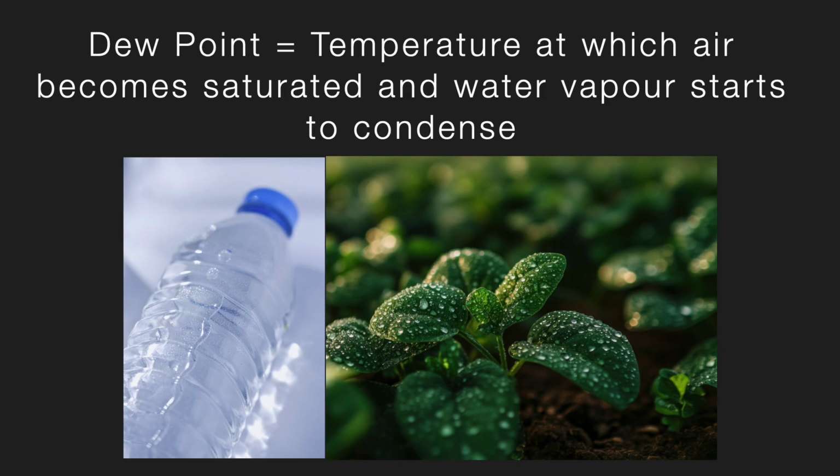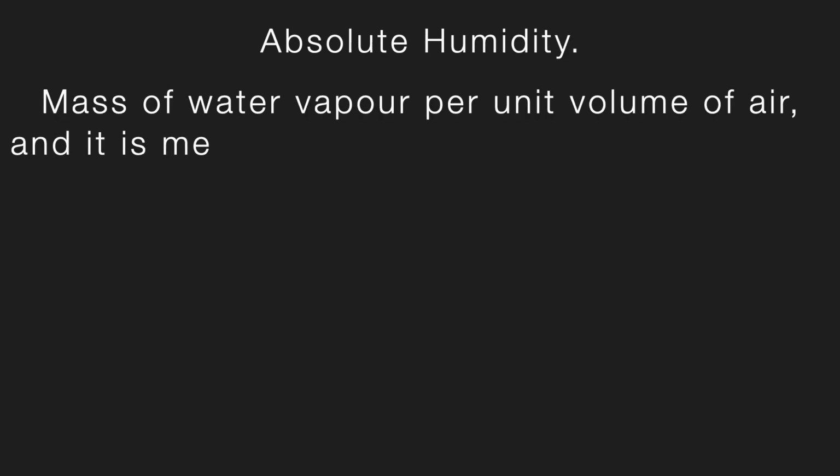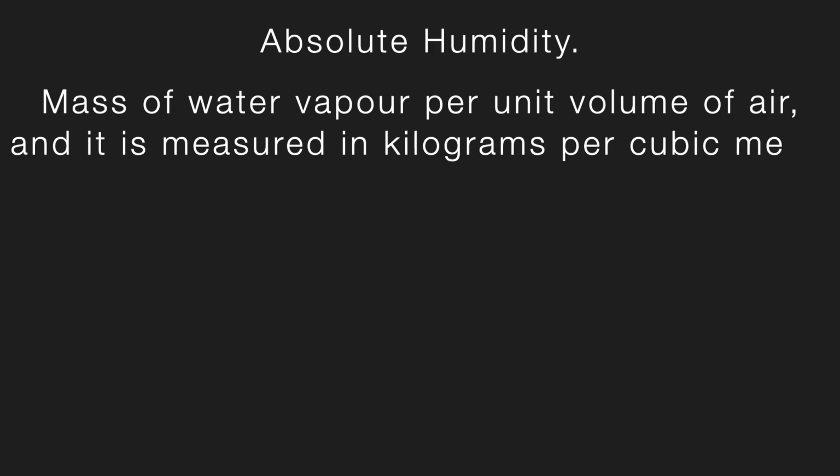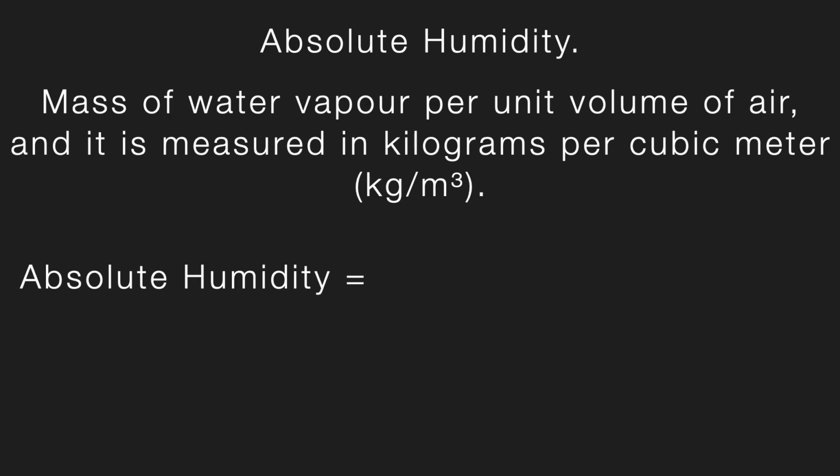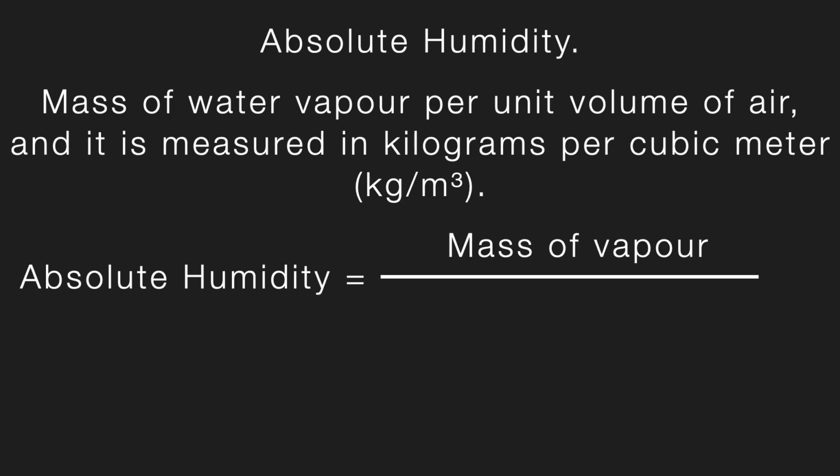Now, to measure how much water vapor is actually present in the air, we use a quantity called absolute humidity. It is the mass of the water vapor per unit volume of air, and it is measured in kilograms per cubic meter. That is how much mass of water vapor is present in a given volume of air. So, absolute humidity is equal to mass of the vapor divided by volume of air, in kilograms per cubic meter.